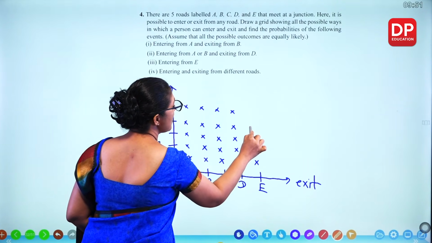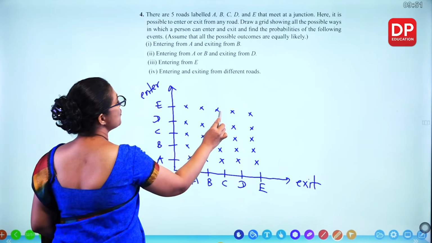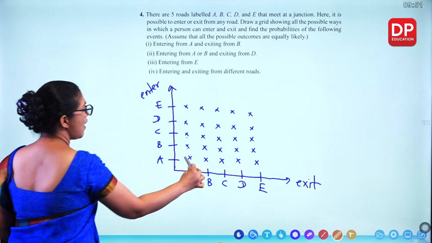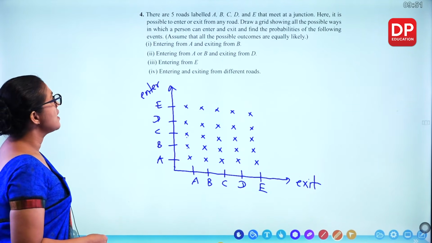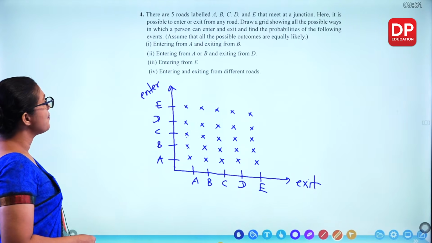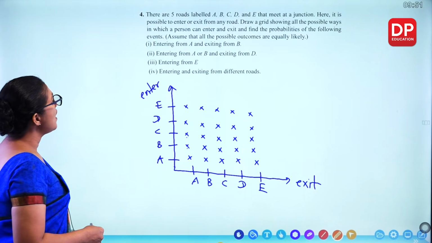Altogether, how many ways are there? 1, 2, 3, 4, 5. 1, 2, 3, 4, 5. 5 times 5, 25 possibilities are there. Now we'll take the first one.